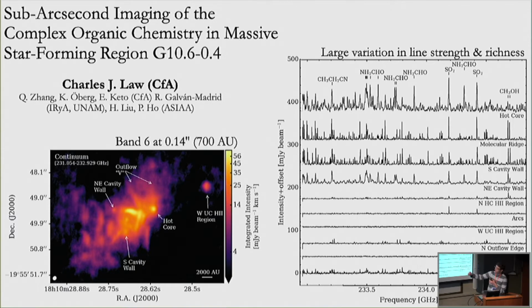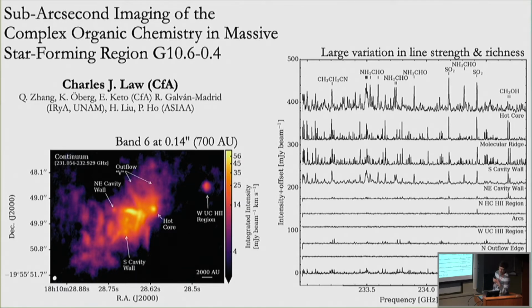And so the image shown right here is the continuum structure of the source. And this is looking at just the densest gas right in the center of G10.6, which is this multi-scale object that has a rotating hot toroid of material. And we're just focusing on the densest gas where we're going to see lots of complex organics.